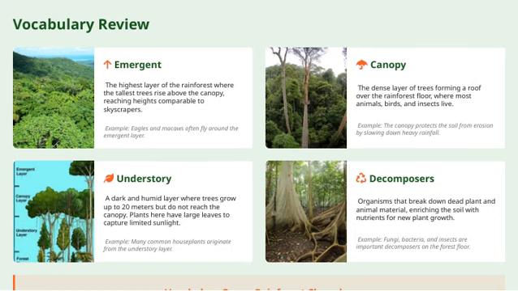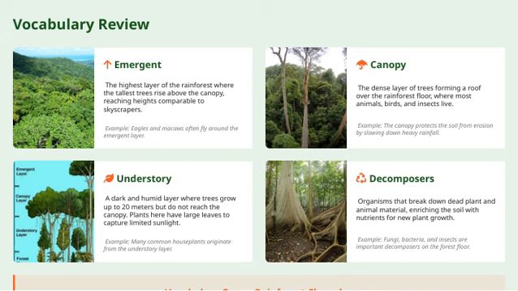Now, let's review some important vocabulary related to the rainforest layers. First, we have the emergent layer. This is the highest part of the rainforest, where the tallest trees rise above the canopy. The trees here can reach heights comparable to skyscrapers. You might imagine eagles and macaws flying around in this layer, taking advantage of the open space above the canopy.